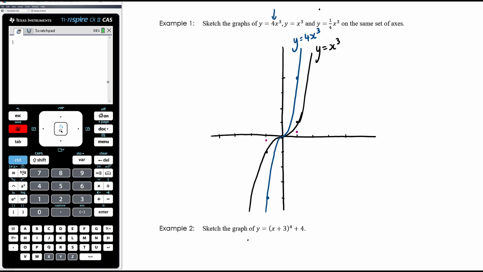You might also remember the original cubic goes through 2, 8. So 1/4 of 8 is 2. So this graph is going to go through 2, 2 and -2, -2.